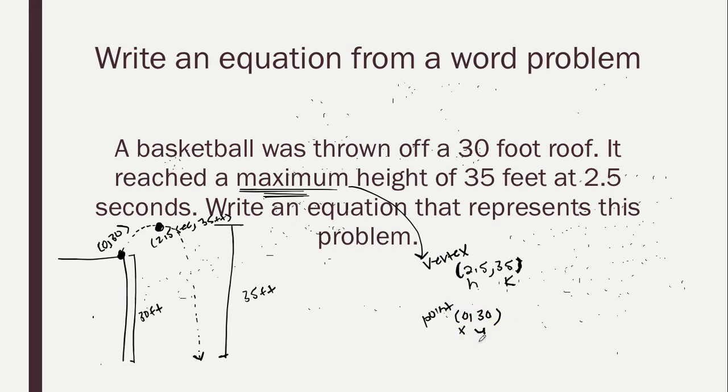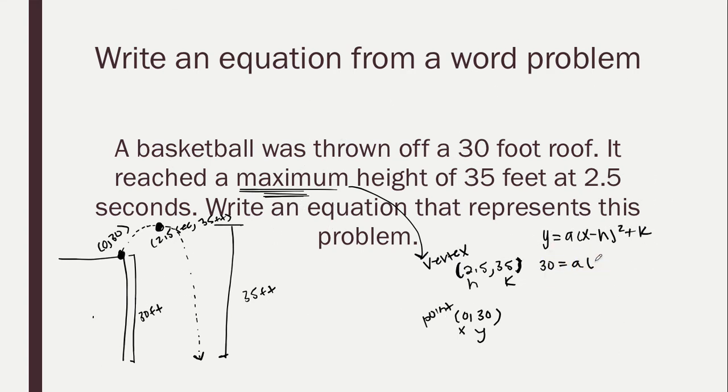So I'm going to label this x and y. Now I have all the information I need to write my equation in vertex form. I highly suggest from here, pause the video and do it yourself, right? We did it all last class. So this is really just a review, but it's interpreting the word problem and the graph. So my y value is 30, I don't know my a value, x value is 0, h value is 2.5, and my k value is 35.